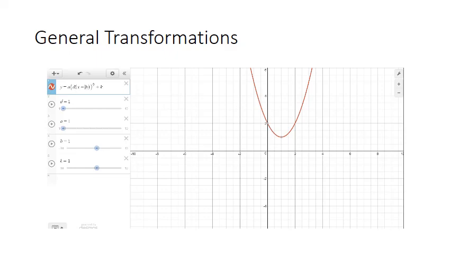Now let's look at what the h value does. So as h increases or decreases, our graph moves left to right. So our h value actually moves our graph left to right. Our k value moves our graph up or down. So that gives us an idea of what each of those values do.